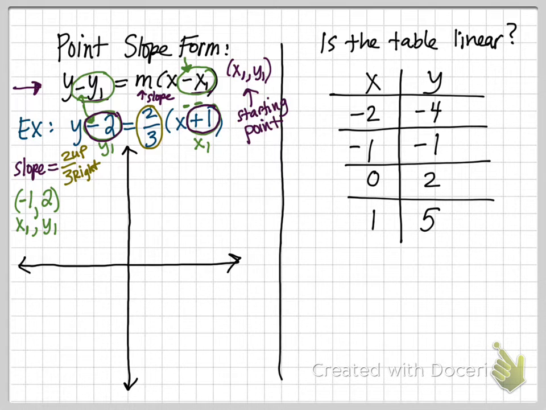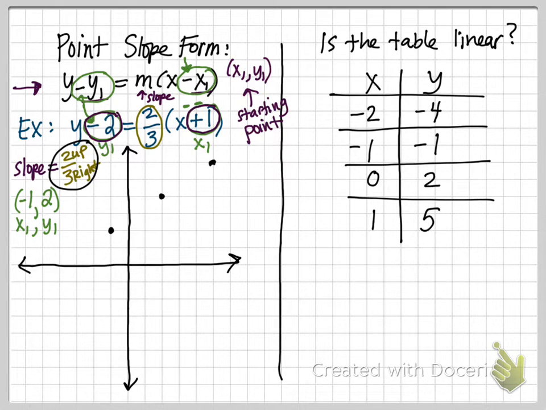So now I'm ready to graph. I'm going to start with my ordered pair, -1, 2. So right at the origin here, I'm going 1 to the left and then up 2. So there's my beginning point. And then from there, I'm reading the slope. I'm going up 2 to the right 3. So up 2 to the right 3 would be right here. Up 2 to the right 3.